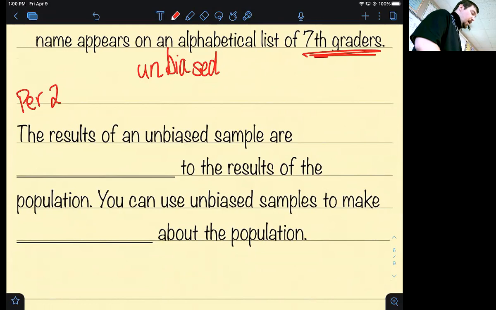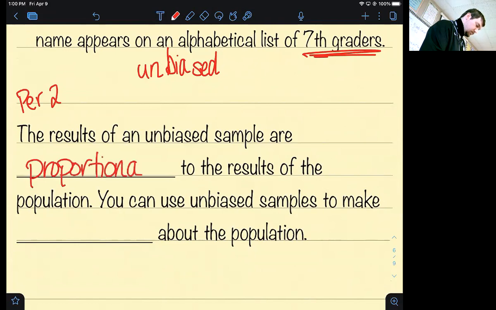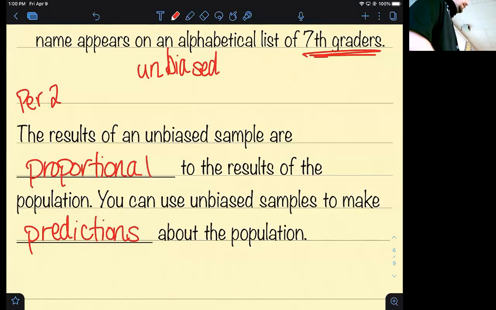The results of an unbiased sample are proportional to the results of the population. You can use unbiased samples to make predictions about the population. This is what they do. This is why they survey people, to make a prediction.